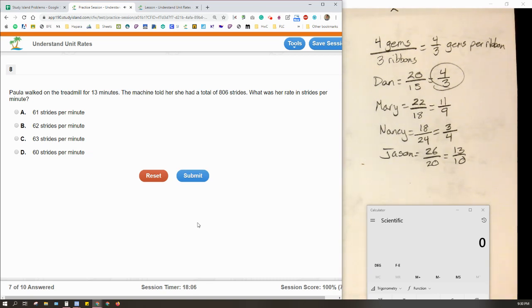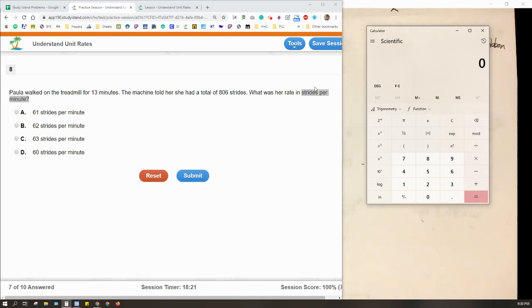Okay, number 8. Paula walked on the treadmill for 13 minutes. The machine told her she had a total of 806 strides. What was her rate in strides per minute? By now, this should be a super easy problem for you. Strides per minute is the number of strides divided by the number of minutes. So here we go. Strides, 806, divided by minutes, 13, equals our answer, 62. And there it is, right in B.